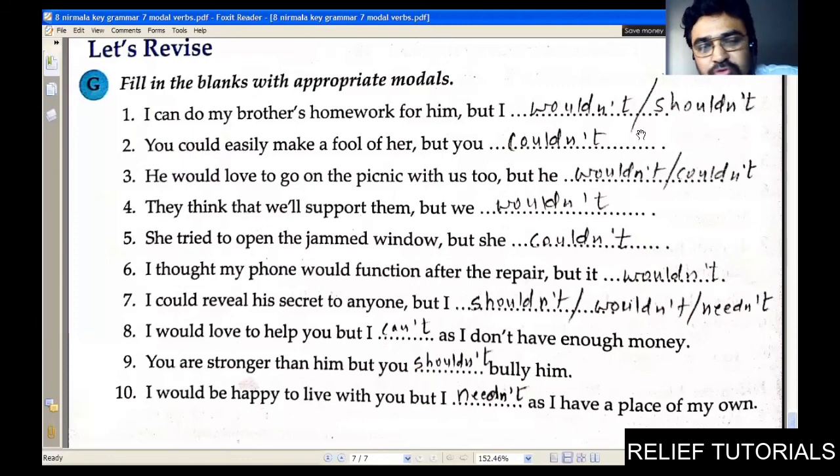तो उससे ज्यादा बलवान हो, लेकिन तुम्हें उसको परेशान नहीं करना है, उसको मारना पीटना नहीं. You shouldn't bully him, harass him. I would be happy to live with you. तुम्हारे साथ रहना मुझे अच्छा लगता, बट जरूरत नहीं है बिकॉज मुझे मेरी खुद की जगह है रहने के लिए. But I needn't as I have a place of my own.